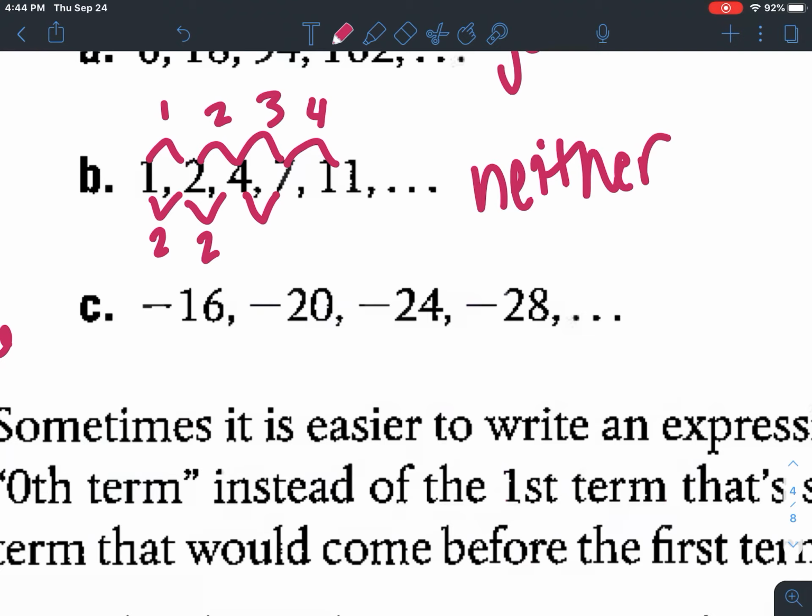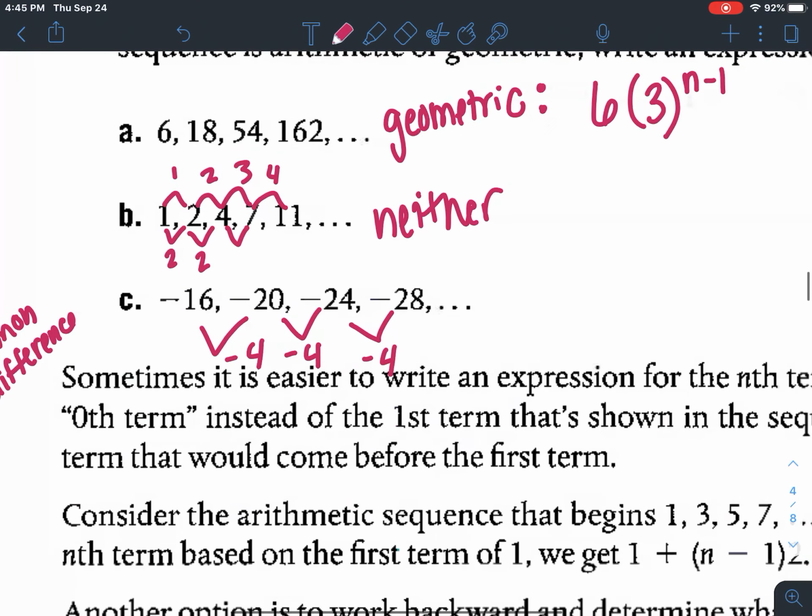Next one, negative 16, negative 20, negative 24, negative 28. We are decreasing. Our negative numbers are getting bigger. So decreasing, staying with small numbers, no big increases. So let's see, how did I get from negative 16 to negative 20? I subtracted 4. So this one is arithmetic.